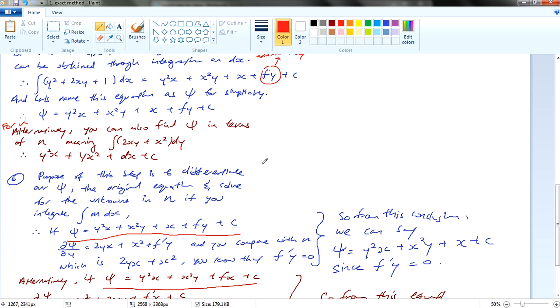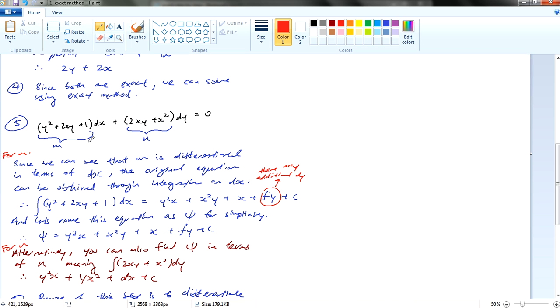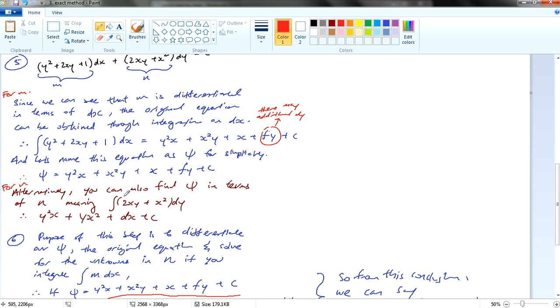Okay. So alternatively, in the test you don't need to do it two times. I just want to prove that if you do this and if you do this, the two methods will derive the same answer. So let's say if you were to do it in terms of n, you integrate in terms of dy, you'll get this information. You'll get this equation. Let's write f(x), some function of x. Okay.